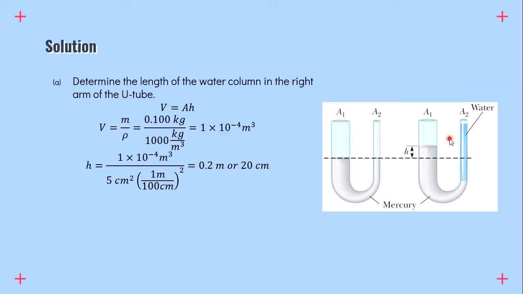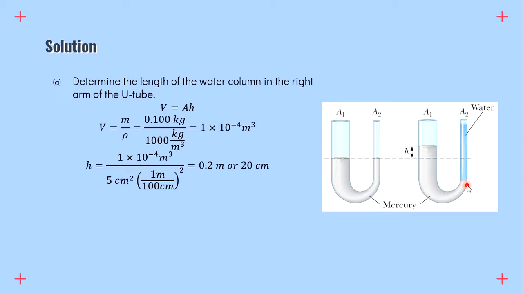First, let's determine the length of the water column in the right arm of the U-tube. If you can observe, this right arm of the U-tube is in the shape of a cylinder. So don't mind this. We should assume that the water will not go on the curved part, because that would make things more complicated.